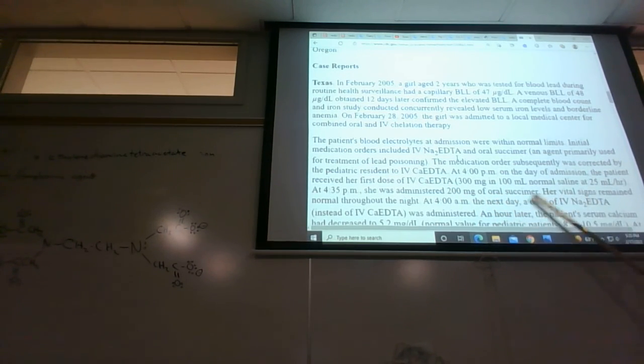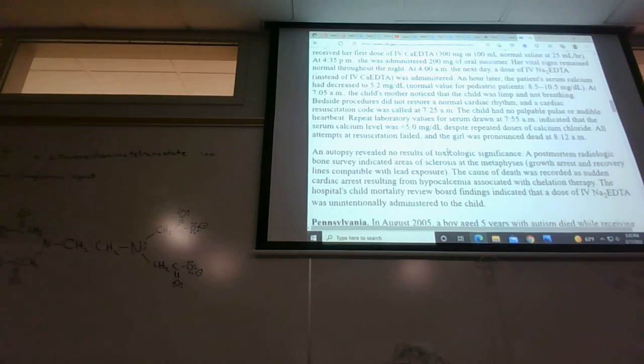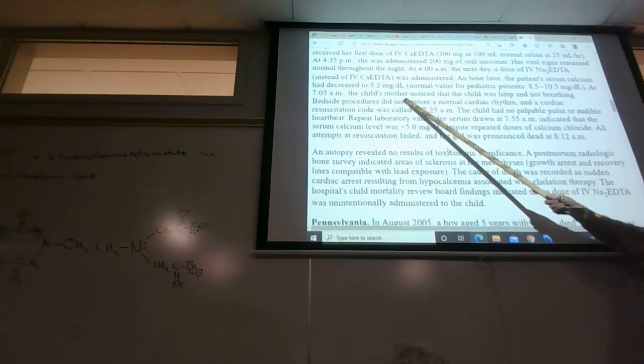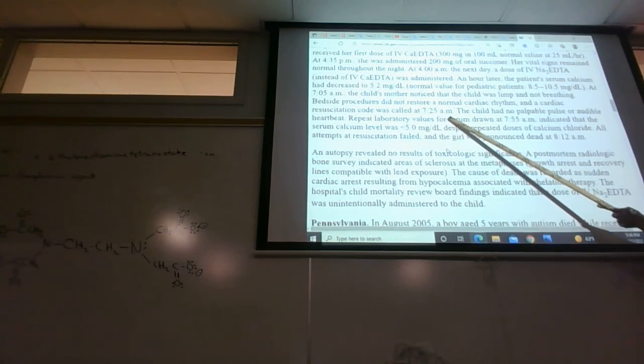Her vital signs remained normal throughout the night. At 4 a.m. the next day, a dose of intravenous sodium EDTA instead of calcium EDTA was administered. An hour later, the patient's serum calcium had decreased to 5.2 milligrams per deciliter. Normal is 8.5 to 10.5. At 7:05 a.m., the child's mother noticed that the child was limp and not breathing. Bedside procedures did not restore normal cardiac rhythm, and the cardiac resuscitation code was called at 7:25 a.m.